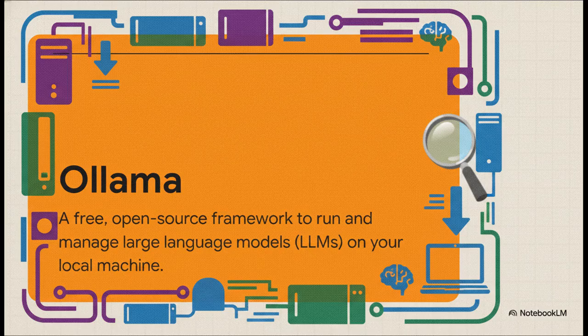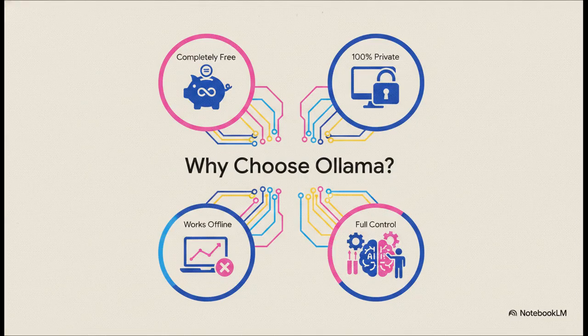So what is this thing really? Think of Ollama as the magic toolbox that does all the super complicated stuff for you. It takes the incredibly complex process of getting these giant AI models, these LLMs, to work on a normal computer and makes it simple. It handles the downloads, the setup, the management, so you can just focus on actually using the AI.